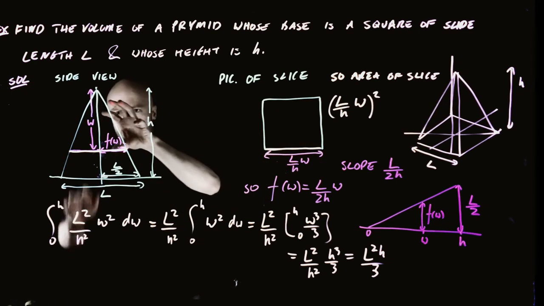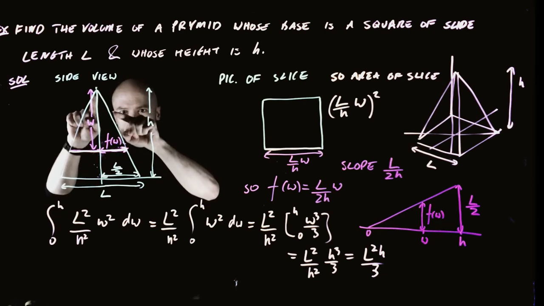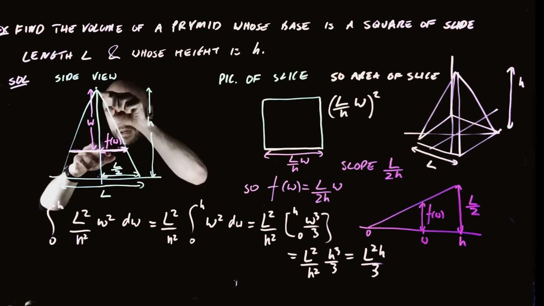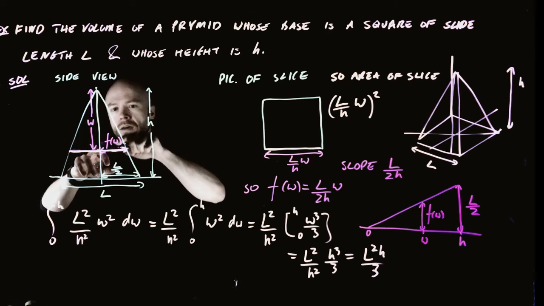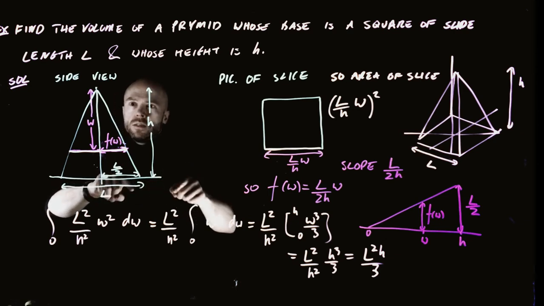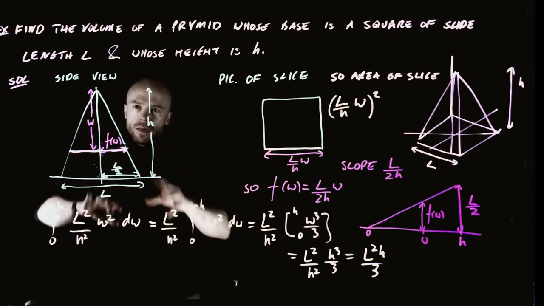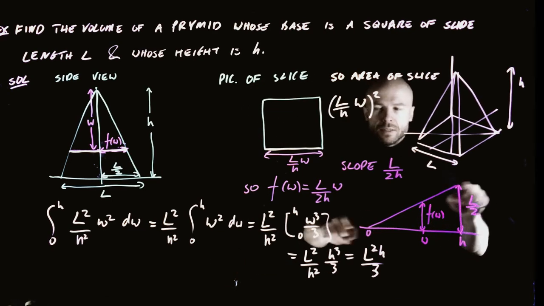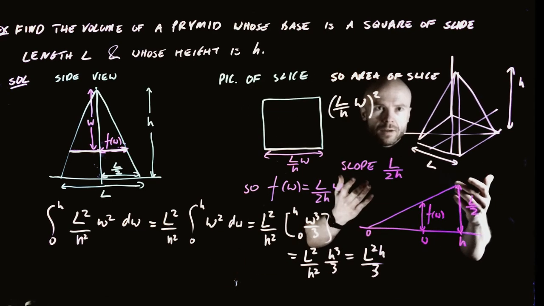So we look at this and try to understand what f of w looks like, what we know about it. We know when w is 0, it's 0. We know that when w is equal to h, f of h is L over 2. We know it's increasing and it kind of looks like a linear function. So we put that over here. And indeed, this is what it looks like. It looks like a linear function.